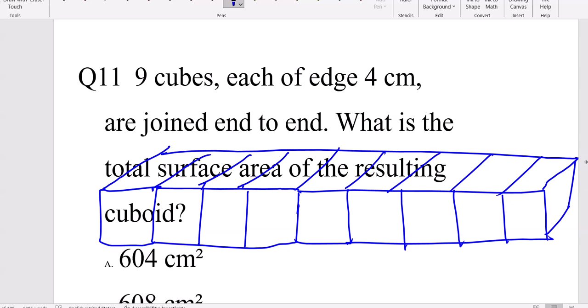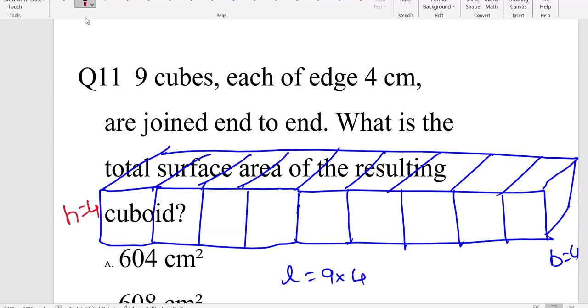Okay. Now, what will happen? Length equals 9 into 4. Why? Each one is 4 centimeters. Now you join 9, the length becomes 9 into 4. But what is the breadth? 4 only. Height? 4 only. Height will not be disturbed. Breadth will not be disturbed. The only disturbance is in length.